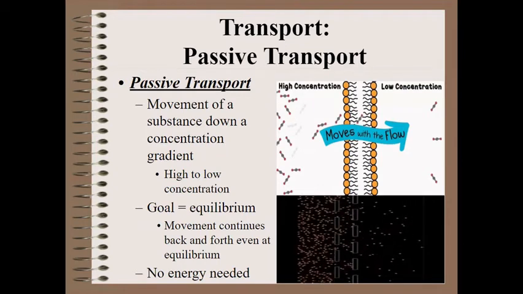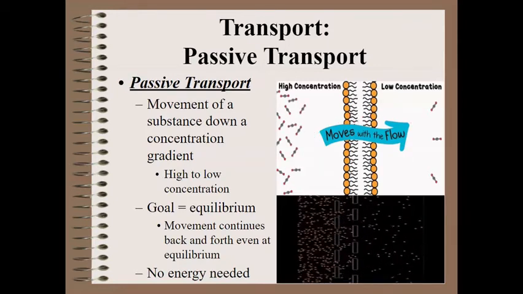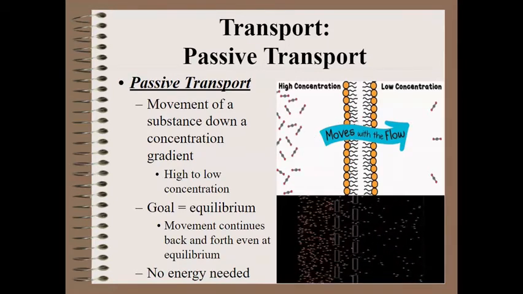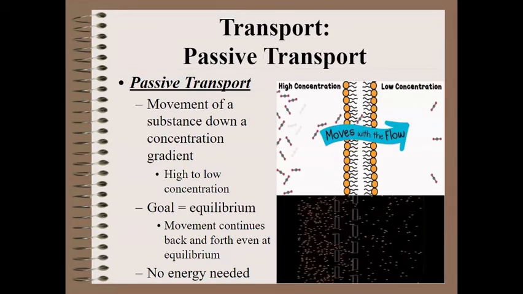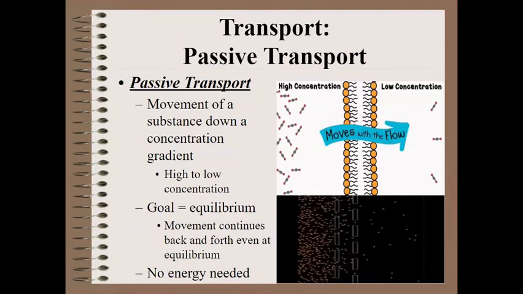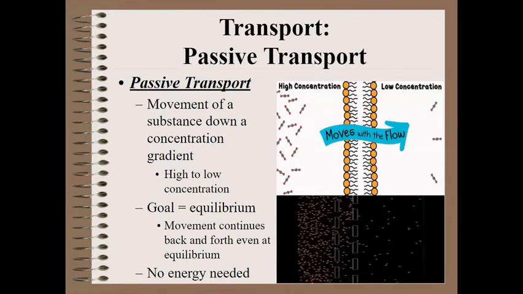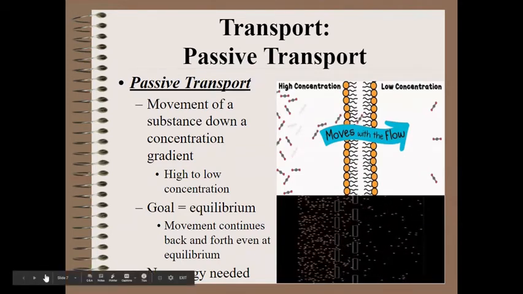The goal with passive transport is equilibrium. And even at equilibrium, there's movement back and forth across the membrane. It's just that there's an equal amount of movement in both directions. And in passive transport, no energy is used.